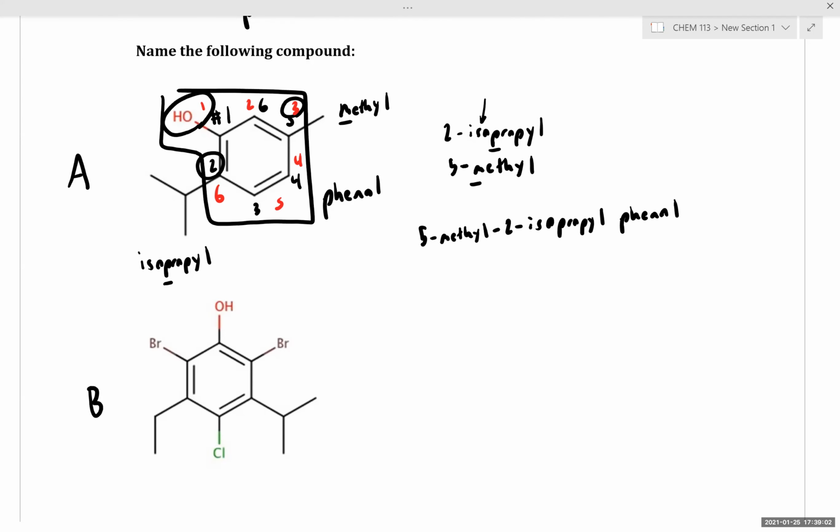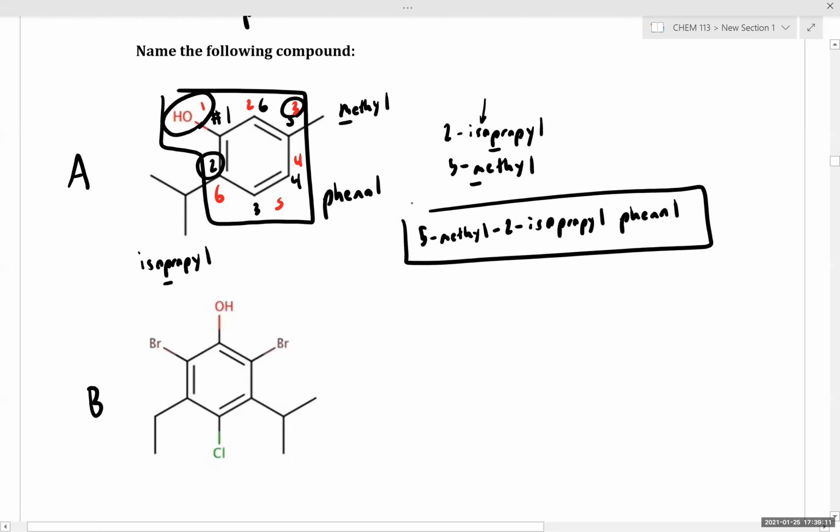Does this first example make sense? Everyone comfortable with this first example? Yes. I have a question. Can you please repeat the explanation why methyl is the first one again?